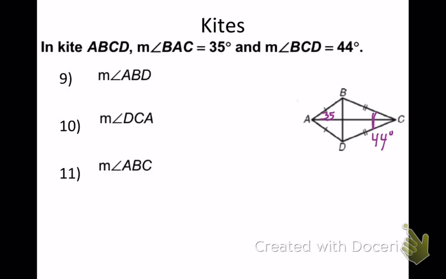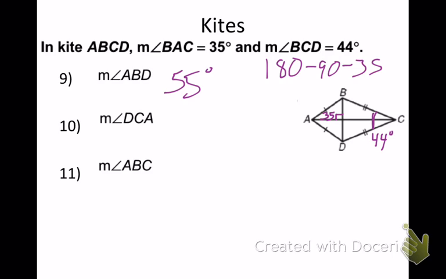Number 9, who thinks they got number 9 here? Trent, what are you thinking? 55 degrees is correct. How do we find that? Since it's a right triangle, you take 180 minus 90 minus 35, which would give me angle B. Nice job, Trent. I could have just done 90 minus 35 as well.